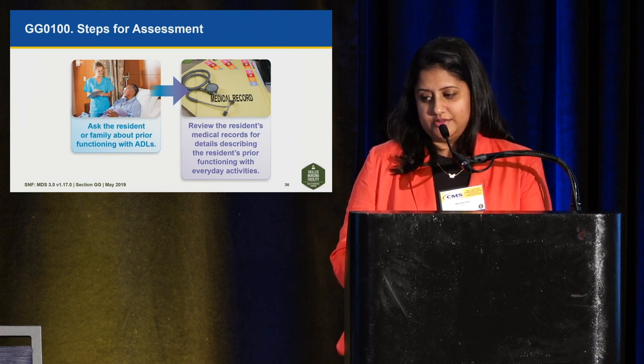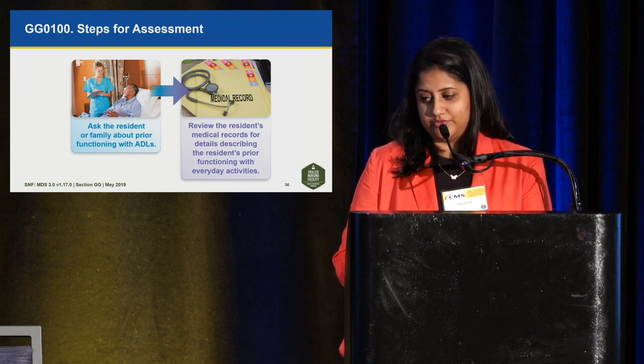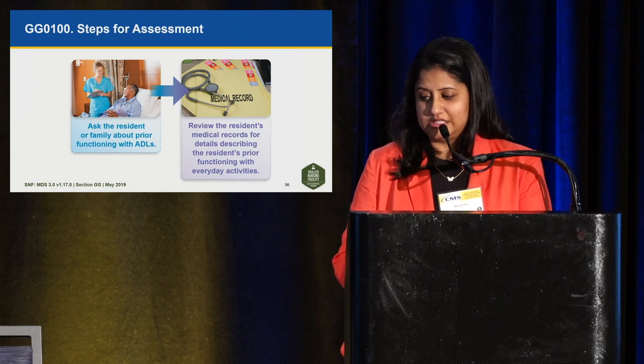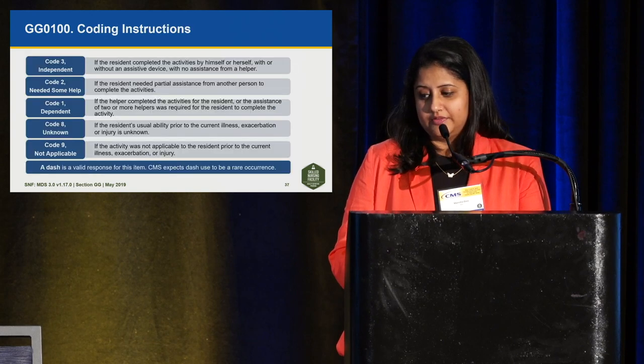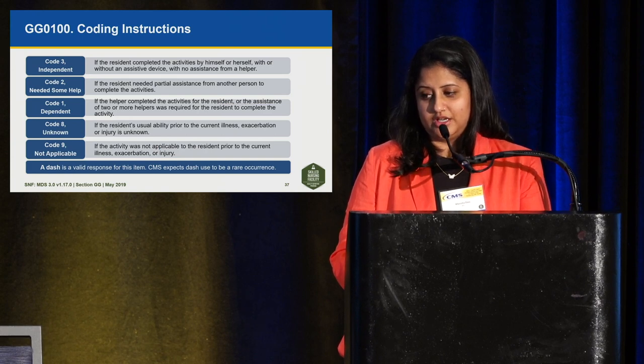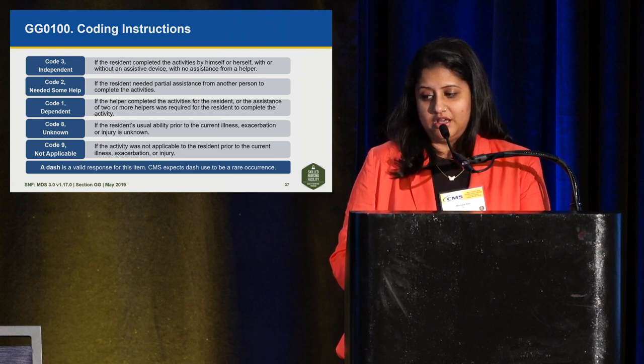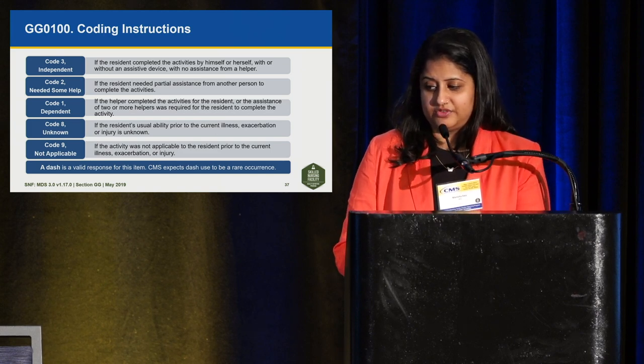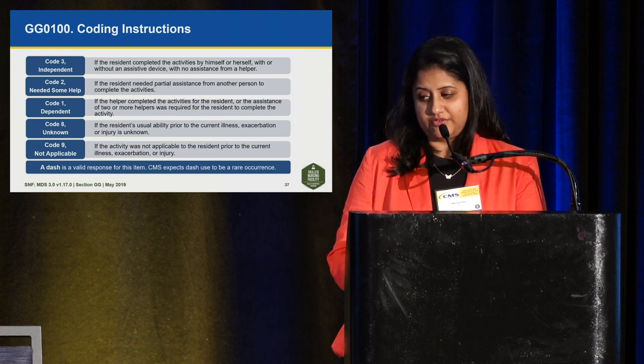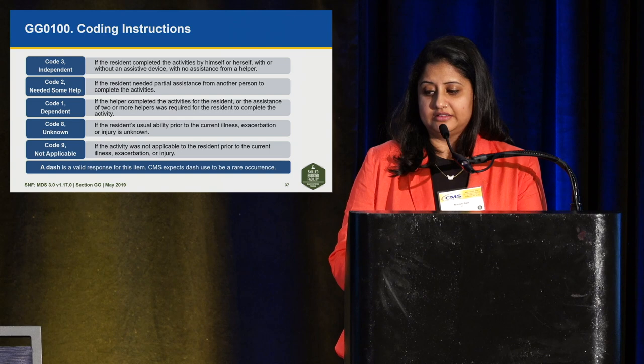So when coding these items, we have some steps listed here. First thing to do is, of course, ask the resident or their family member about prior functioning with ADLs, and then review the resident's medical records for details describing the resident's prior functioning with everyday activities. Again, these are the coding instructions for this section. So if the resident completed the activities by him or herself with or without an assistive device, with no assistance from a helper, they would be coded 3 independent. If the resident needed partial assistance from another person to complete the activities, they would be coded 2 needed some help. And if the helper completed the activities for the resident or the assistance of 2 or more helpers was required for the resident to complete the activity, it would be coded 1 dependent.